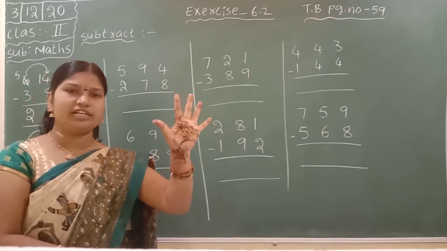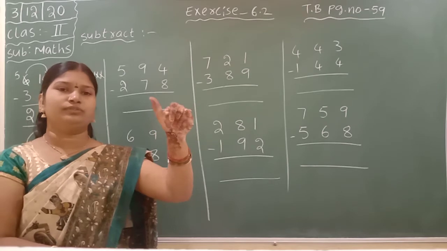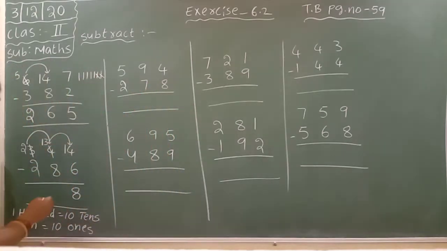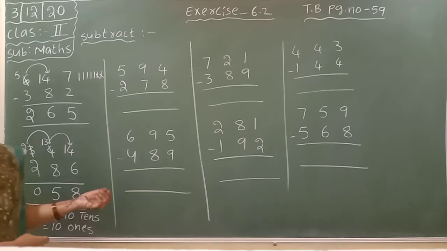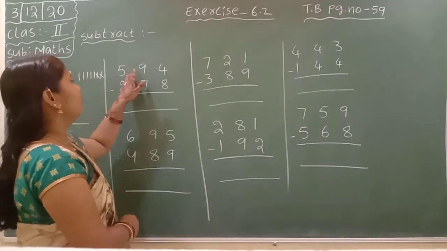How many fingers did I open? 1, 2, 3, 4, 5. So write down 5 in the tens place. 2 minus 2 is 0 in the hundreds place. So the answer is 58. Now, same like that, next question.